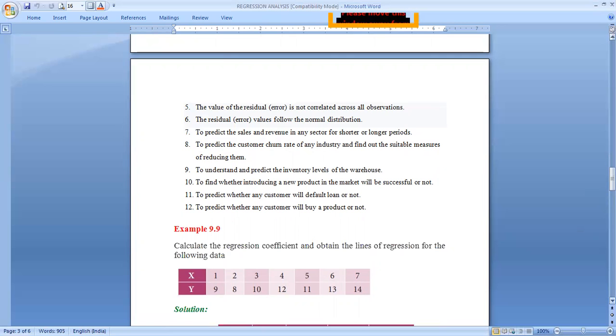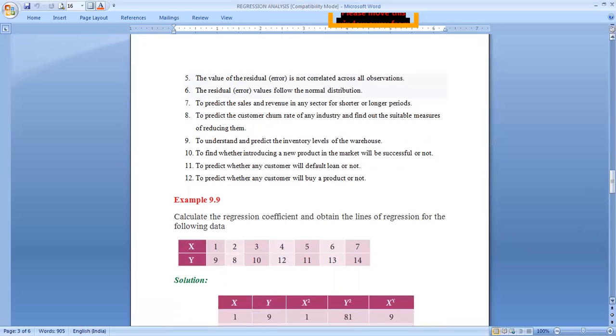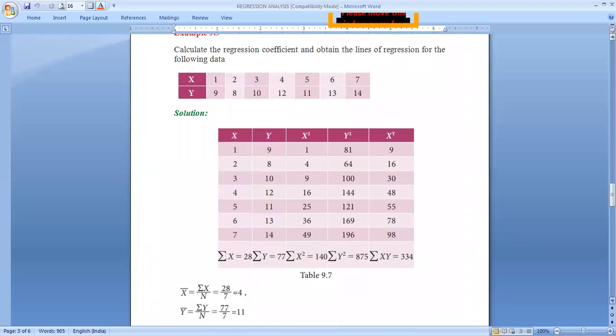Now we take one example to understand this. The question is: calculate the regression coefficient and obtain the lines of regression for the following data. So in this question a table is given for the two variables x and y, and we are required to find the regression coefficient and lines of regression for the following data.